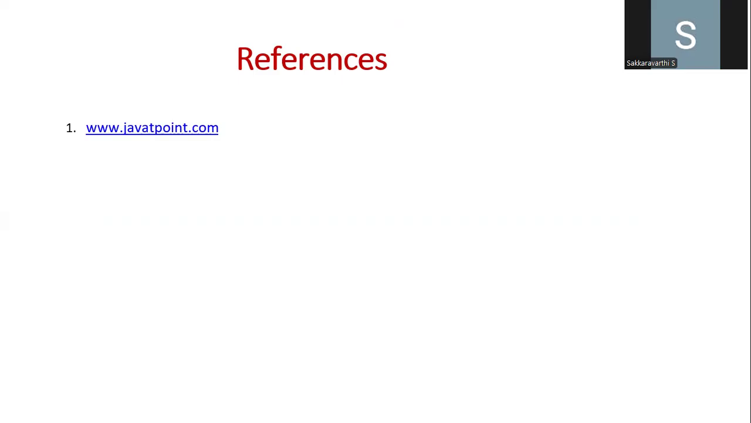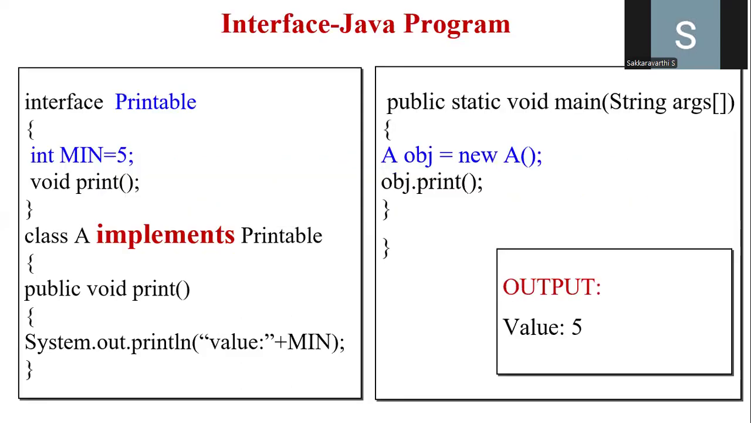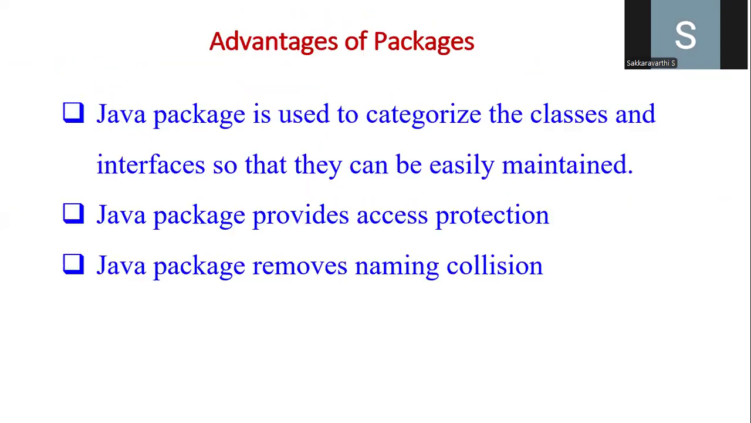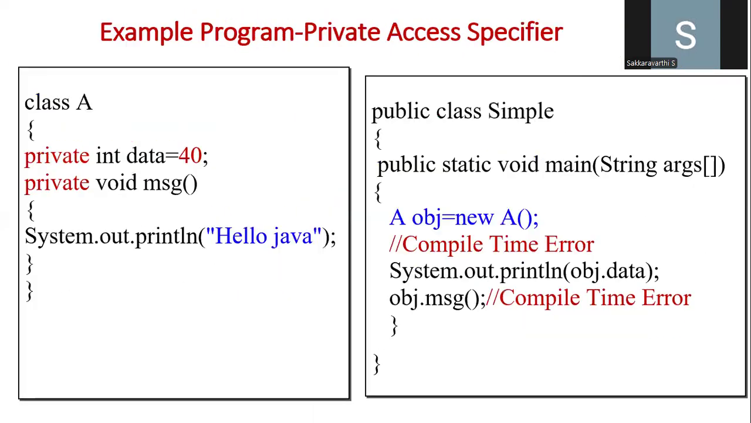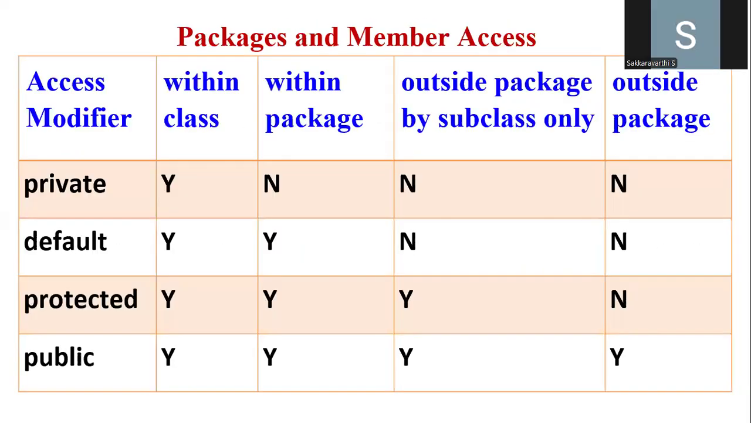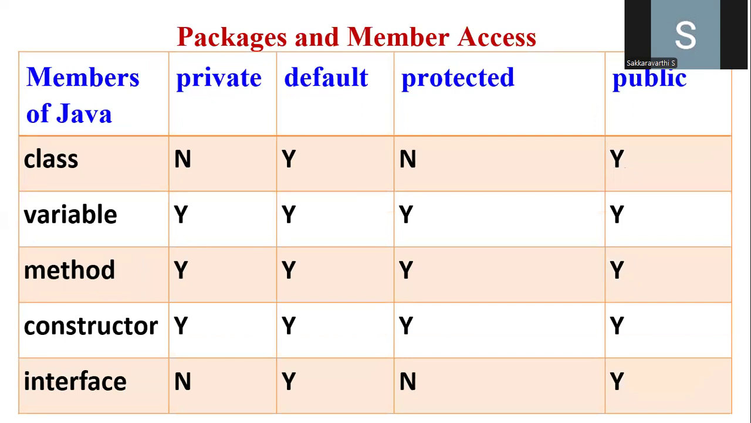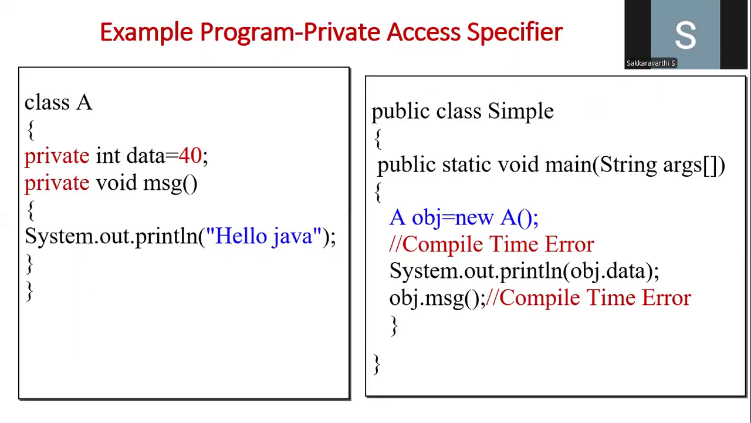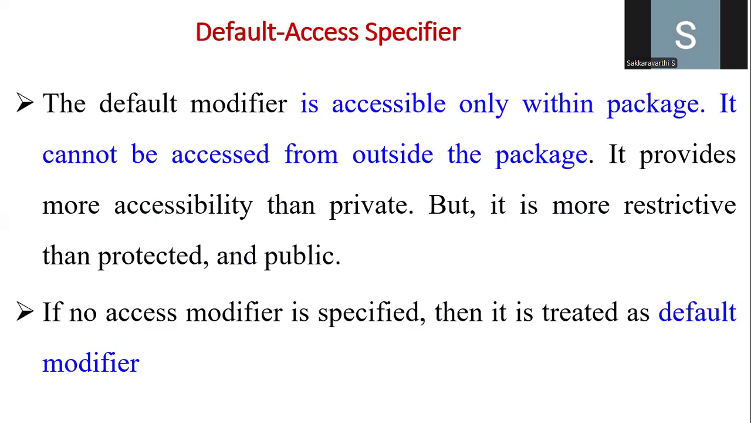Okay. So in this lecture, we learned about what is method overloading, what is method overriding, abstract classes, final variables, final methods, and interfaces. I hope this video will be very useful.